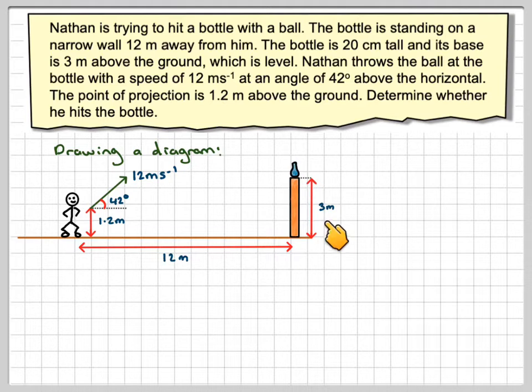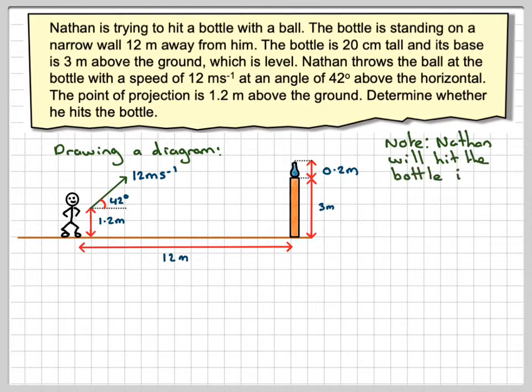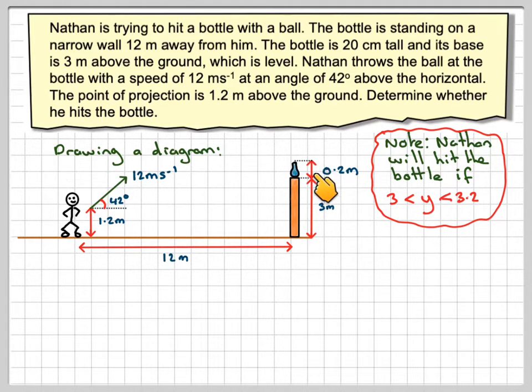The wall is 3 metres, and we have to be careful here because we've got a 20 centimetre tall bottle, so that will make it 0.2 metres. Okay, now having got the diagram, we need to consider the horizontal motion and the vertical motion. What we will need to determine is whether the vertical height, which we'll call y, is between 3 and 3.2. If it's between that, he will hit the bottle when we do the calculation.